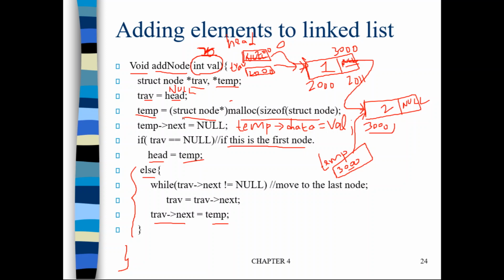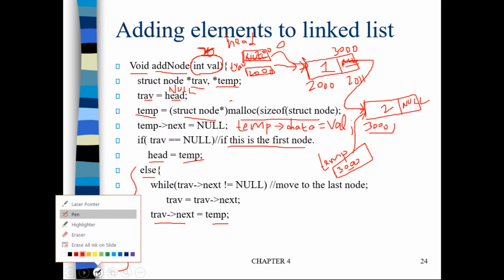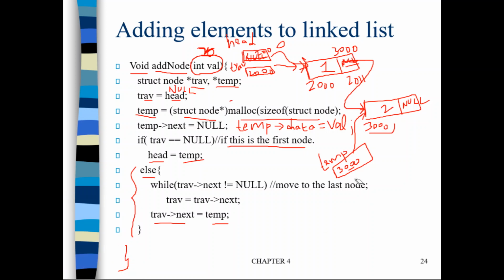Then we create a new node. So now temp is not pointing here. We are creating one more new node. No more is temp here. Now the third node we are creating.